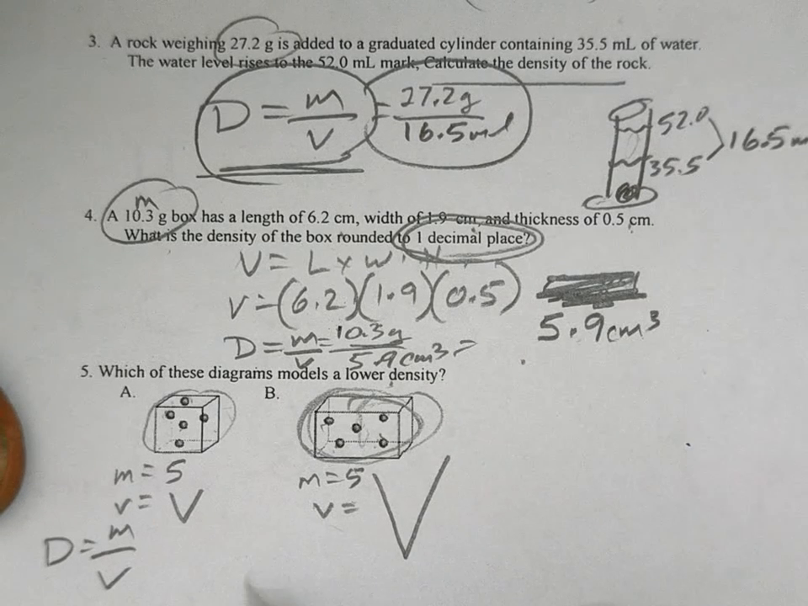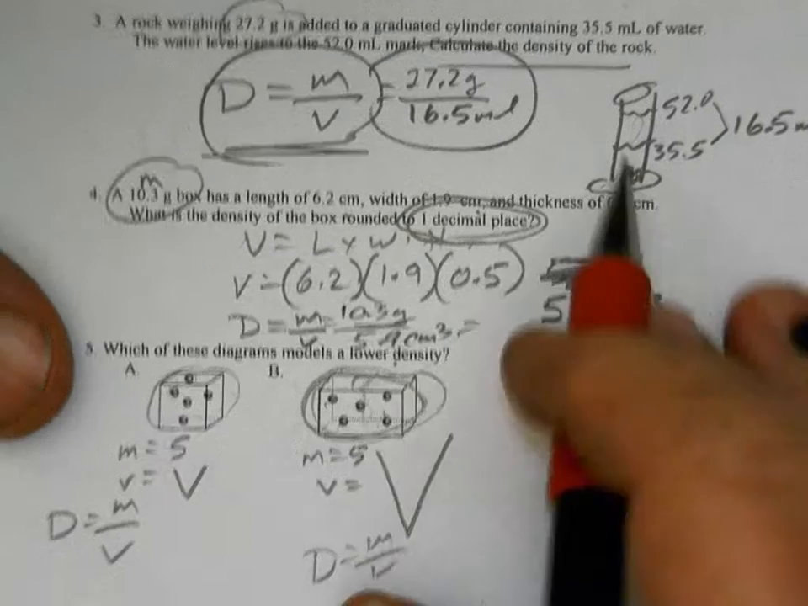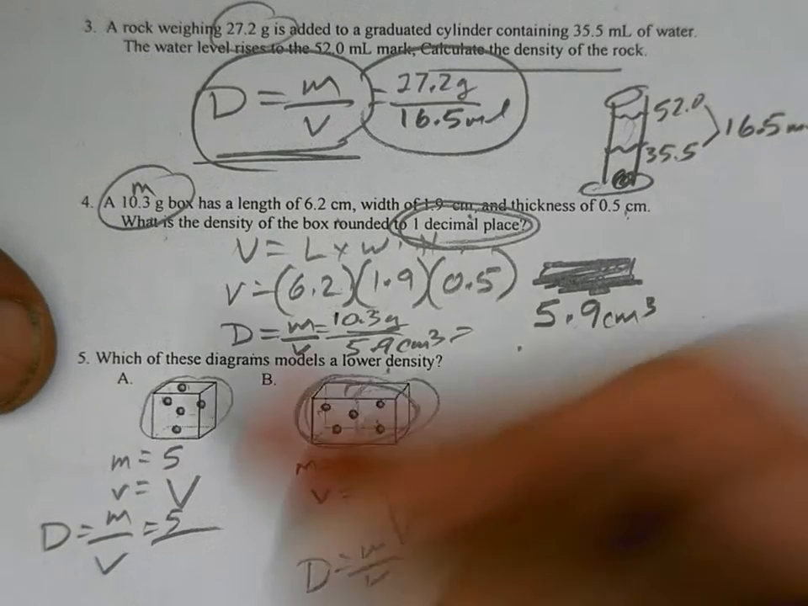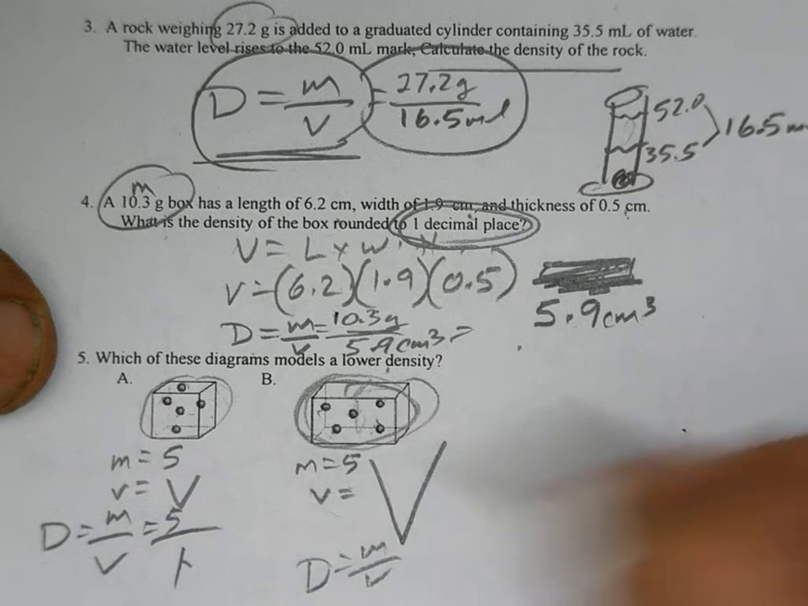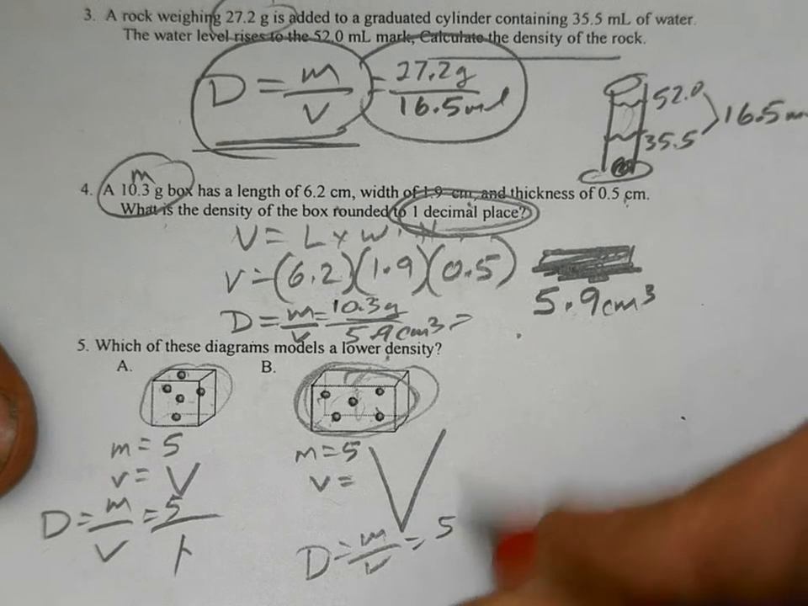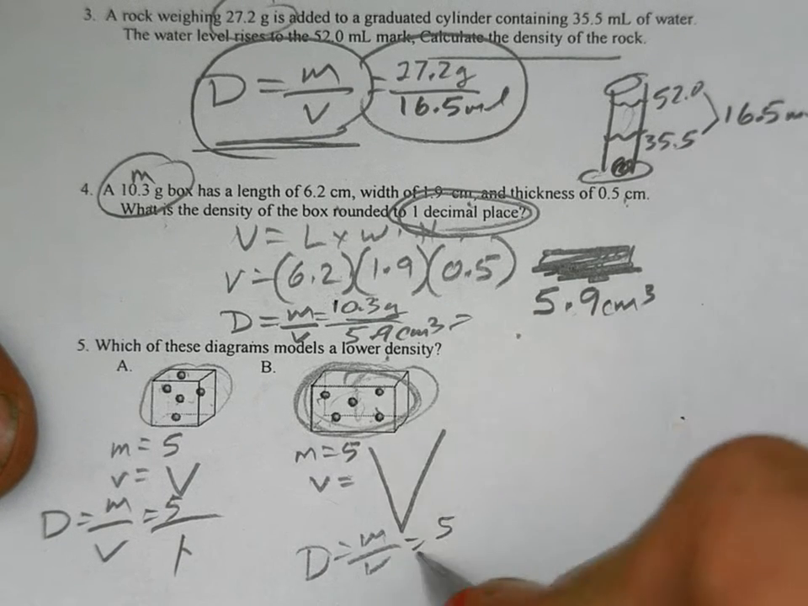So what happens is, if you were to do a calculation here, there's 5 particles in here. Let's say the volume is 1. 5 over 1 is 5. Over here, the mass is still 5, but the volume is about, I don't know, twice as big. I'm just going to say, what if it's twice as big?